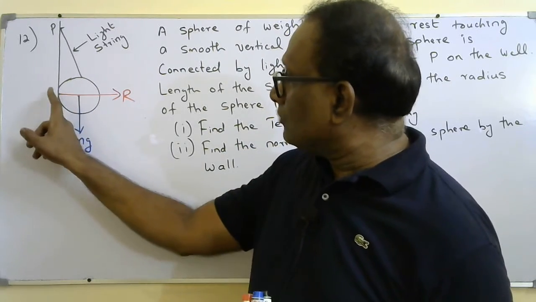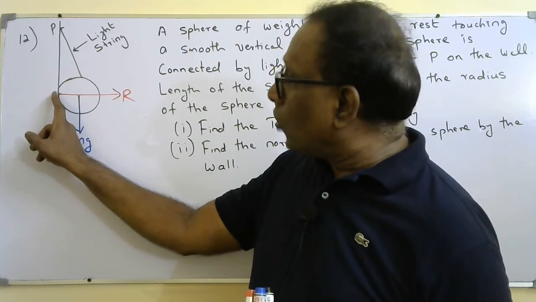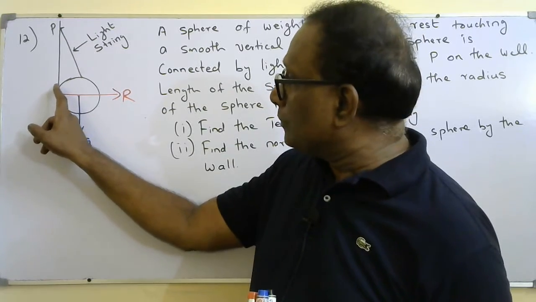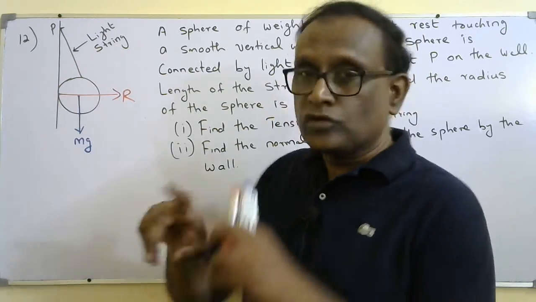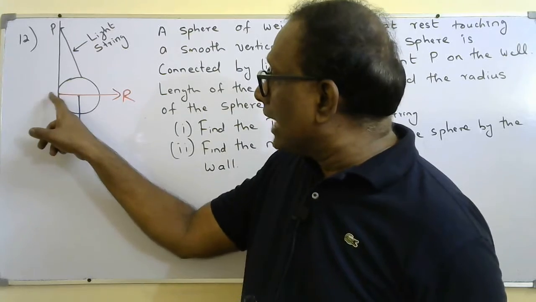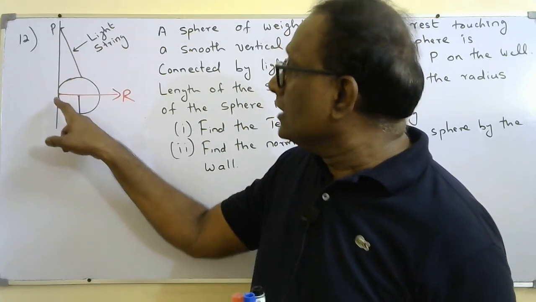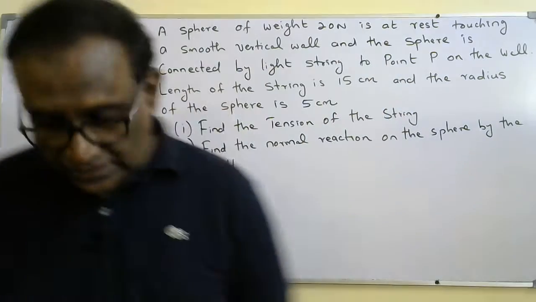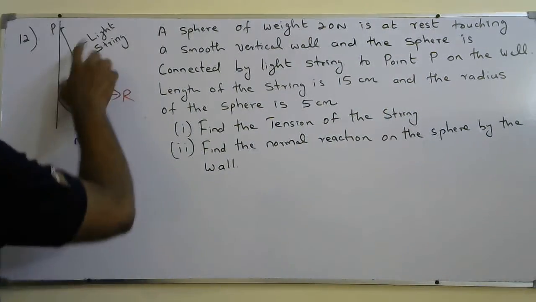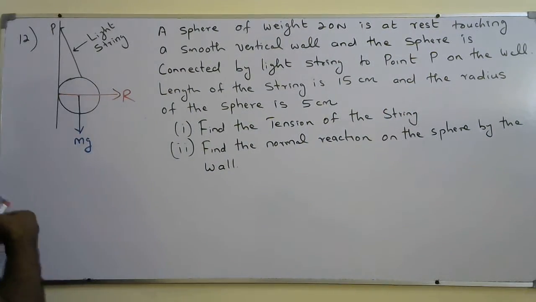The normal reaction from the smooth wall will be perpendicular to the wall. For a circle, a line perpendicular to the tangent passes through the center, and the wall is like a tangent to the circle, so that line will pass through the center. So the tension of the string also should pass through the center.